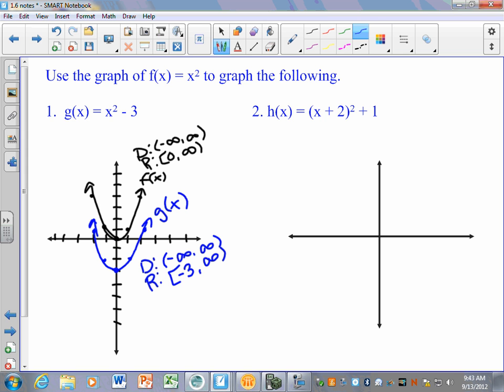H of x equals (x plus 2) squared plus 1. I think it's a smart place to start, after you make your little sketch of your graph, to think about what the transformation is going to be. And for me, I always want to know where's that vertex. And then from there, I can make my graph without having to pick a bunch of points.